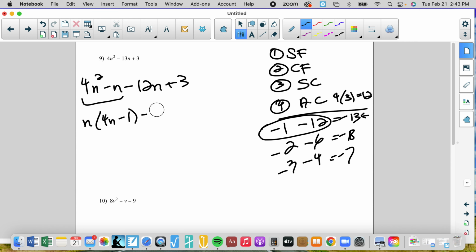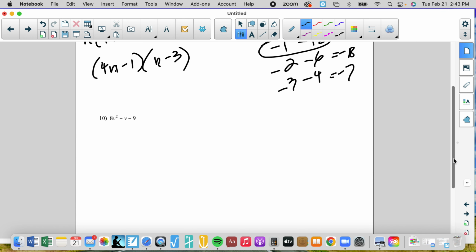Ooh, how many people wanted to put 4 there? I know that there's a couple of you. 4n minus 1. 4n minus 1 is in both of them, and that leaves you with n minus 3. That'll be an interesting one to see how many people get number 9 wrong. I bet you there's going to be a bunch.